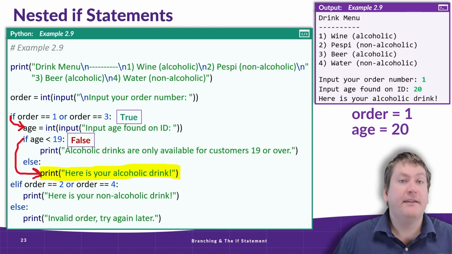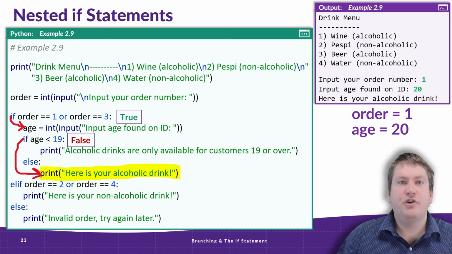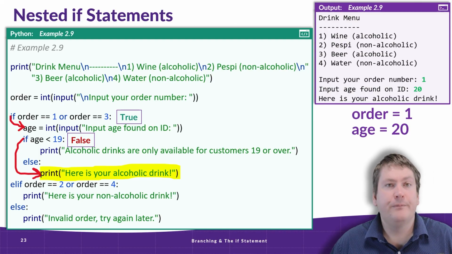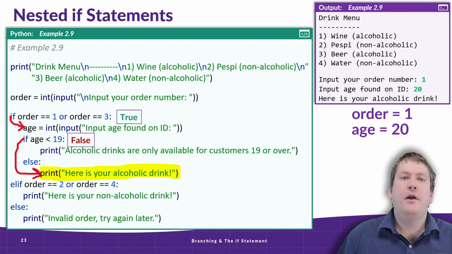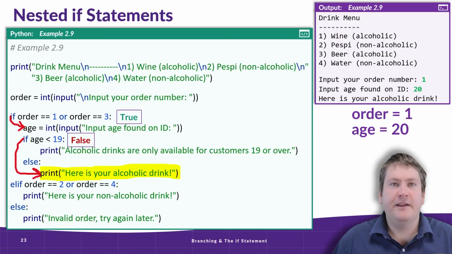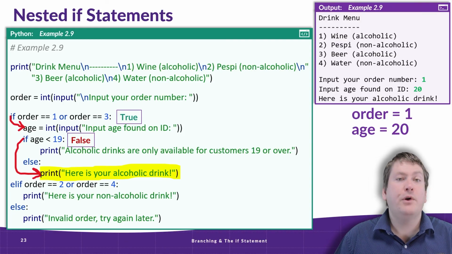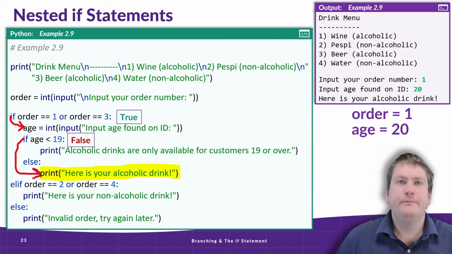If age had been less than 19, instead of jumping into the else, we would print out alcoholic drinks are only available for customers 19 or over. The other possible case here would be if the order is invalid. So that means it's not 1, 3, 2, or 4. In that case, the outer else would be triggered and we get invalid order, try again later.